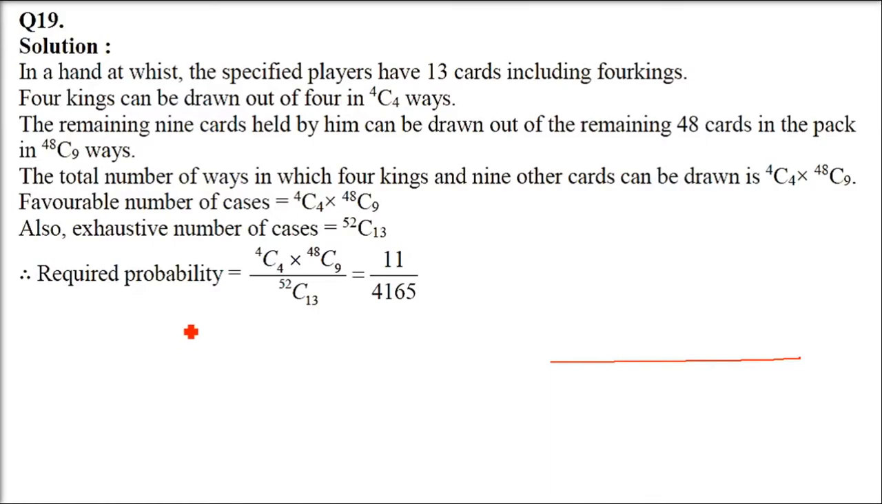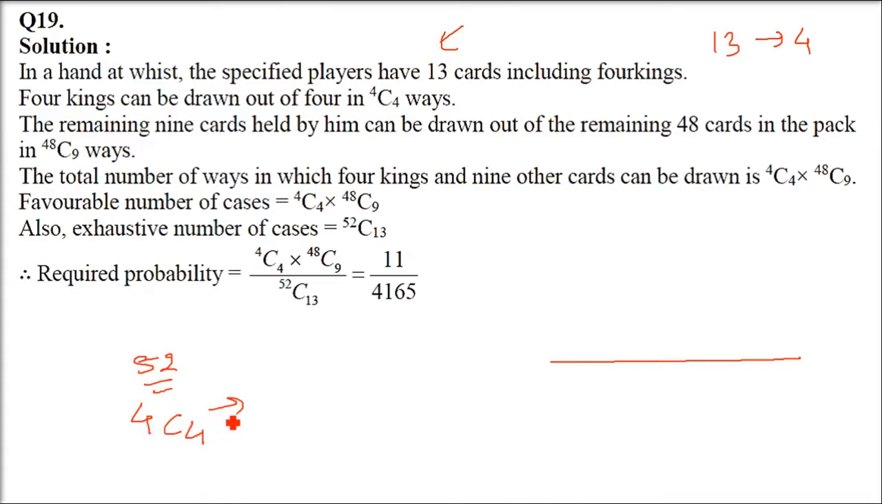So let us first see the favorable cases, because 13 cards are there, and in this 4 are kings. So 4 kings in 13, there are 4 kings. Then we have 13 minus 4, that is going to be 9. 9 are some other cards. So we have 52 cards, 4 kings are there. So 4C4, 4 cards, 4 cards he has. So 4C4. In 52 cards we have 4 kings.